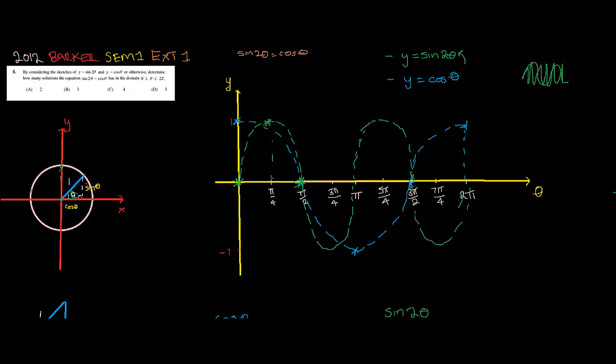So let's count the amount of times that they intersect. It'll intersect once there. That's where we've got an intersection point. It'll intersect once there, we've got another intersection point. Once there, and once there. So we've got 4 intersection points between this domain. So the answer is C. Beautiful. So that's all we've got to do.